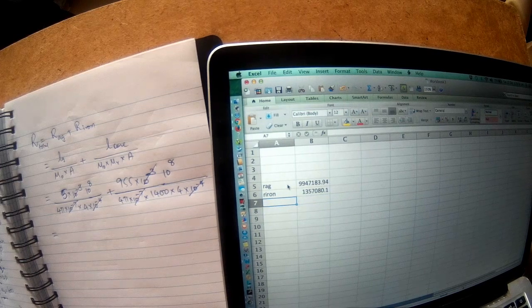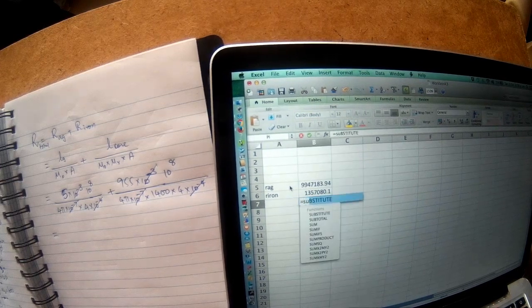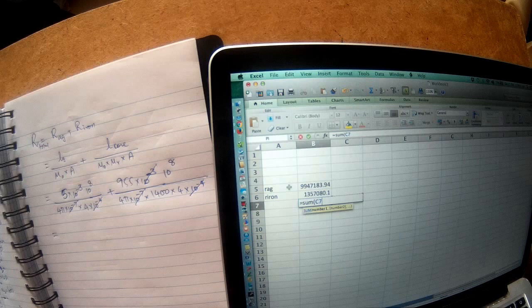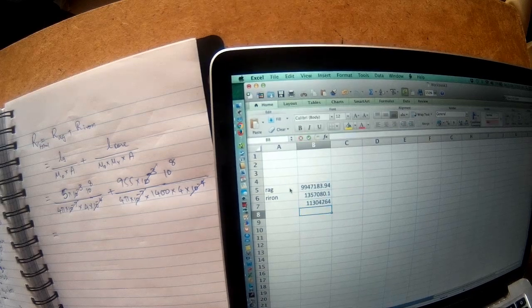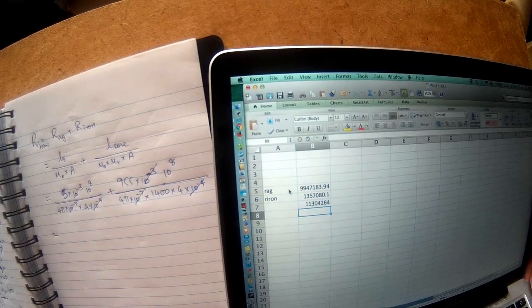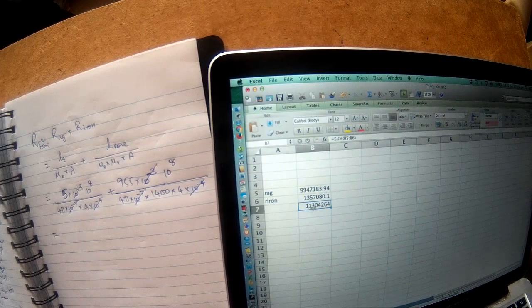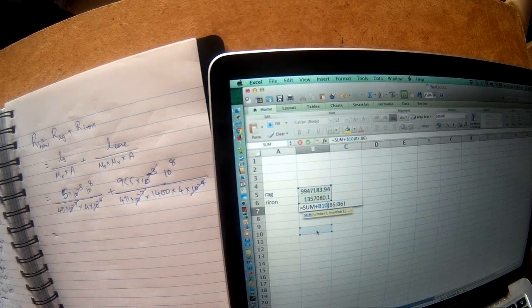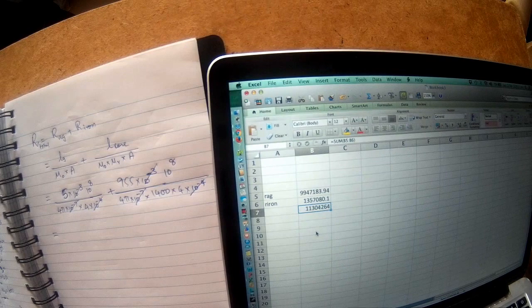So the total reluctance is nothing but the sum of these two. So I just add the above two, and I get this answer: 11304264. Let me write it down here.